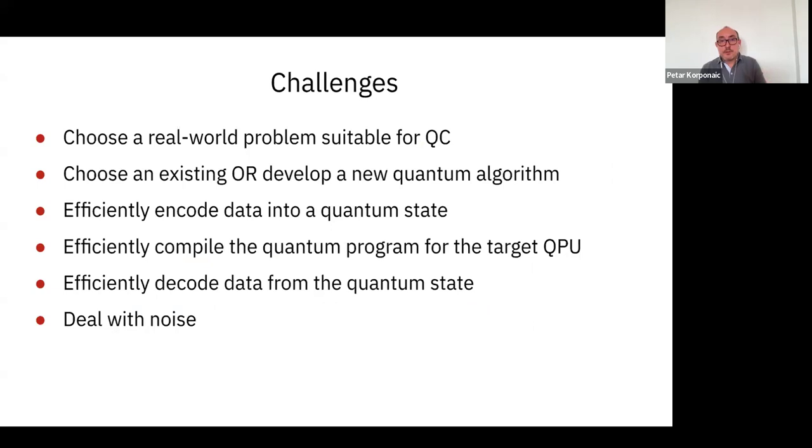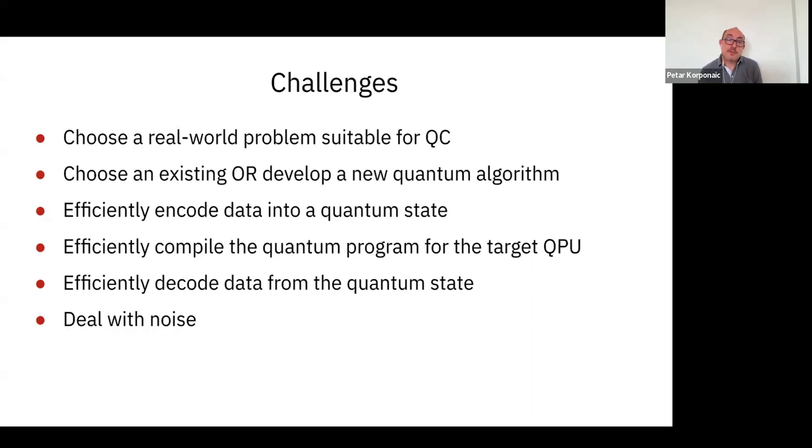Then, we also need to choose real world problems, something that solves a real world problem, not some abstract problem which is not of use. Then we need to choose which quantum algorithm we will use. Will we use an existing quantum algorithm, or will we develop a new quantum algorithm?